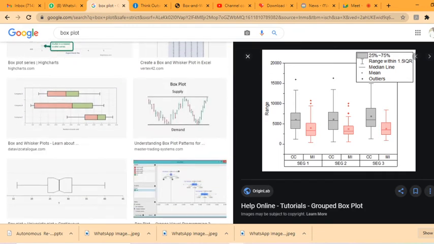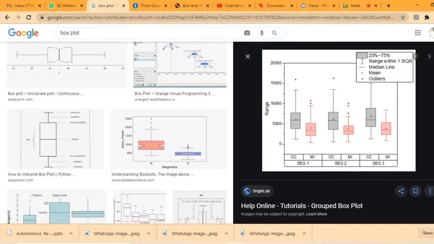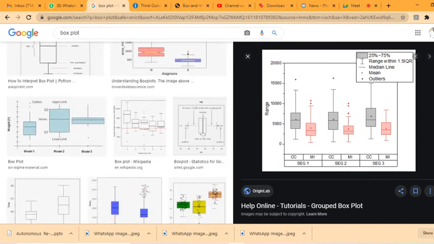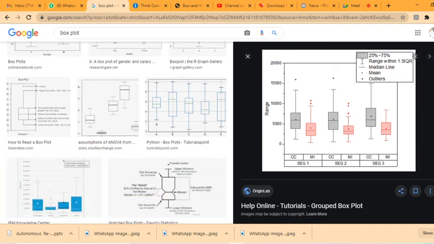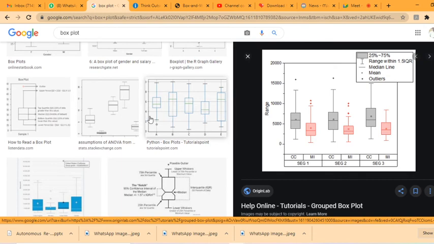There are several plots available. We can compare different sets of data using this box plot.